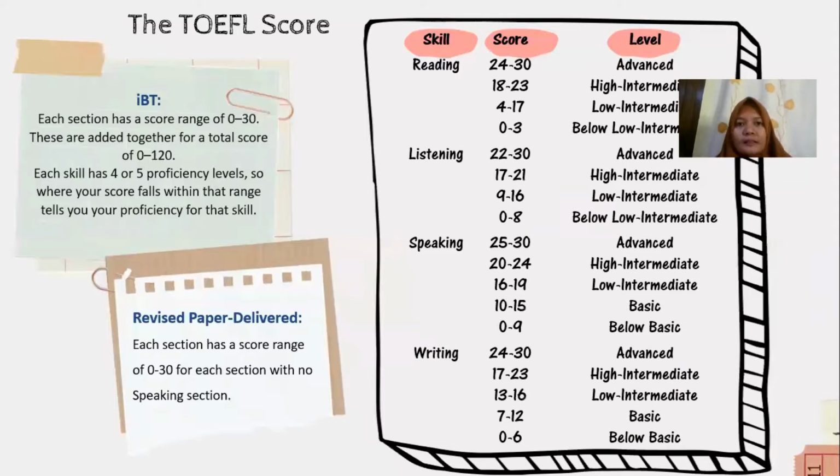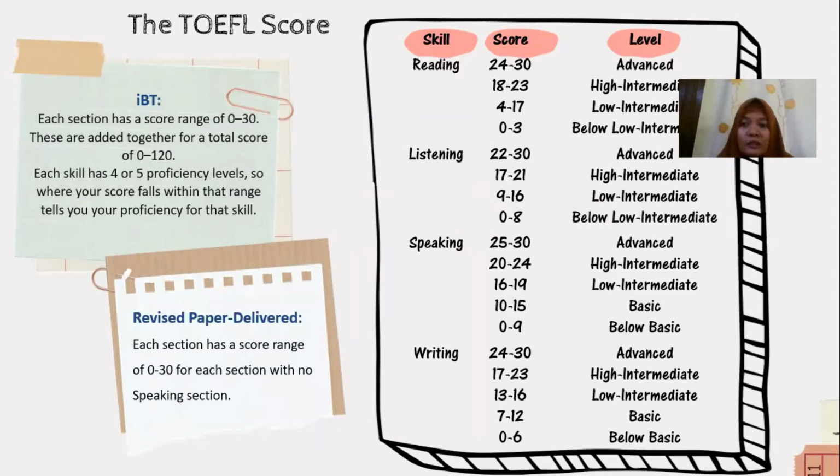Okay, and here's the TOEFL test score for the IBT and the paper-delivered. For the IBT, each section has a score range of 0 to 30. They are added together for a total score of 0 to 120. But for the revised paper-delivered test, each section has a score range of 0 to 30, with no speaking section. That's all about TOEFL that I can deliver.